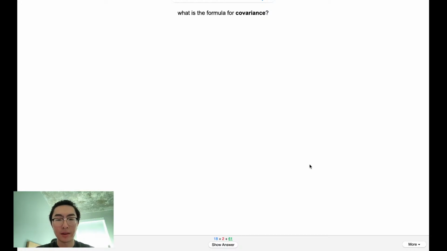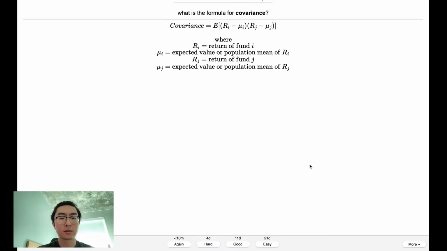And then we just divide that by, I believe, n minus 1 for the unbiased sample covariance. Expectation of Ri minus Ui. For J, expected value, population mean of Rj.